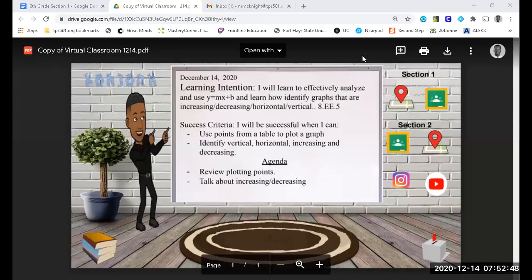I'm going to repeat what I just said. So our learning intention for today is to effectively analyze and use the y equals mx plus b equation, but also identify when graphs are increasing, decreasing, horizontal or vertical. And we're looking at standard 8.EE.5. It says that I will be successful when I can use points from a table to plot a graph and also identify if it's vertical, horizontal, increasing, or decreasing.